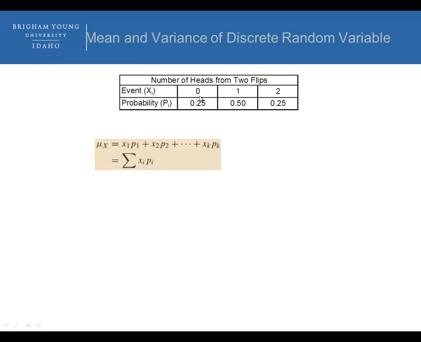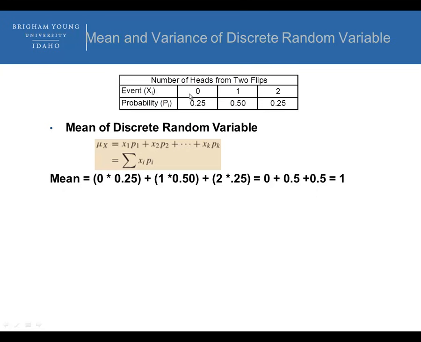What we can do is take 0 times 0.25 and multiply those together, plus 1 times 0.5, and multiply those two together, plus 2 times 0.25, and multiply those two together. Then we add all these multiplications together, and we get the answer of 1. That would be an example of how to get the mean of a discrete random variable.